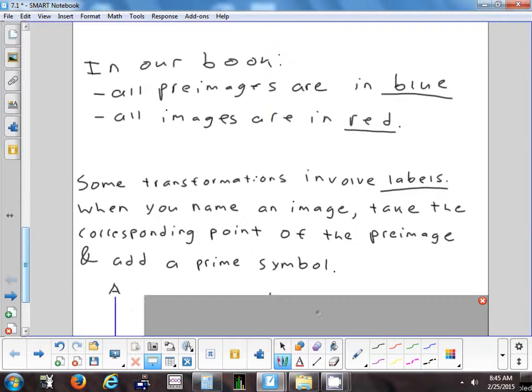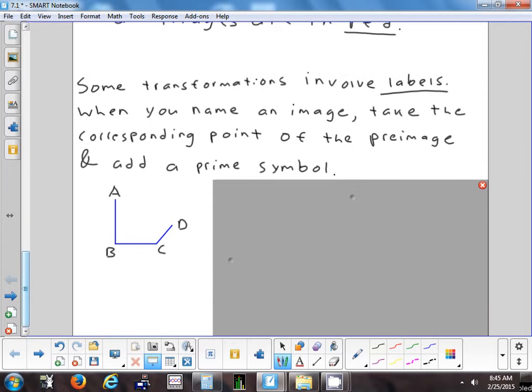So what we'll do is we're going to take a pre-image and we're going to label it just like we normally would. Okay. So there's a pre-image. And I labeled all the vertices, A, B, C, D. When I translate it, I'm going to do it in red so you can see the color difference. But I'm going to change all the labels. I'm going to add prime symbols to all the corresponding vertices on the image.